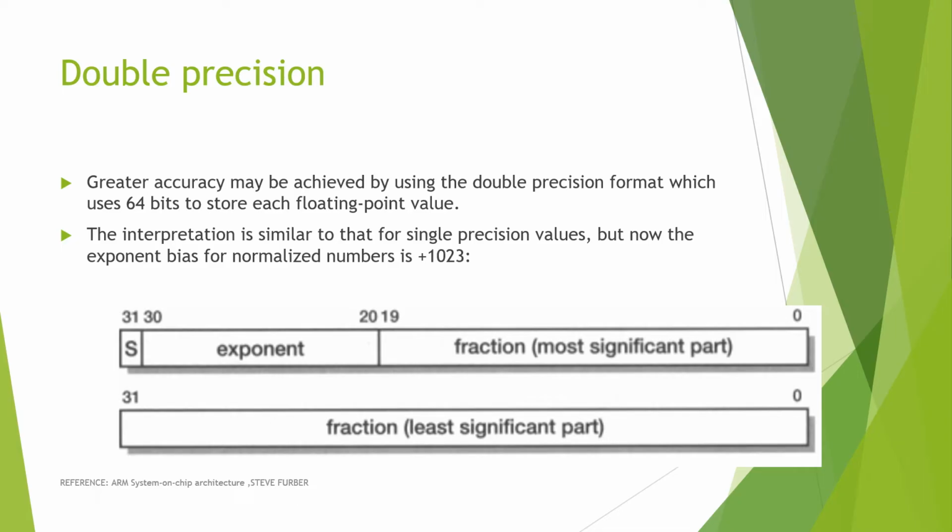How many bits are there here? We said 64 bits; 64 bits is the number of bits represented. So bits 0 to 31 will be the least significant part of the fraction, and the remaining 32 bits, 0 to 19, will be the most significant part of the fraction, and the remaining 20 to 30 become the exponent, and the last one will be the sign bit. Double precision format is the same; the only difference is in the fractional part and the exponent bias, that is 1023.